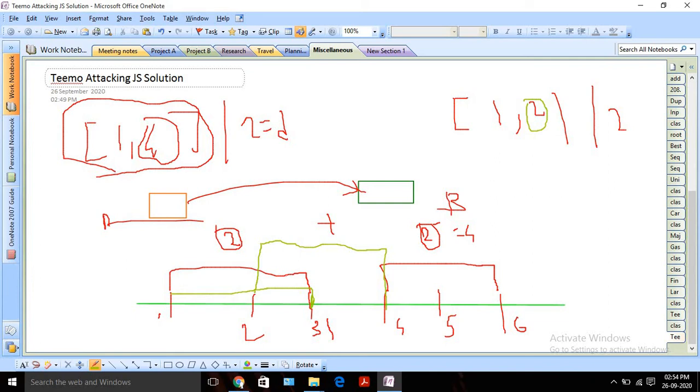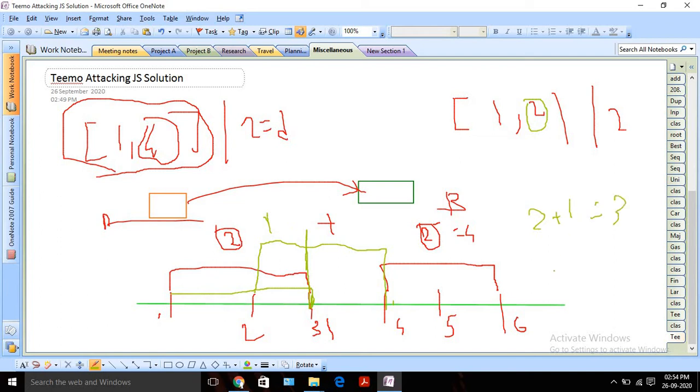But since the earlier poison is still active, the poison that is going to expire first is the one we need to consider. So if person A attacks at the second timestamp too, it will not be active till second 4, because we consider the end time of the first poison. The end time of the first poison is 3. So in the second attack, we can take only one extra unit of duration. So it is 2 plus 1, that is 3.